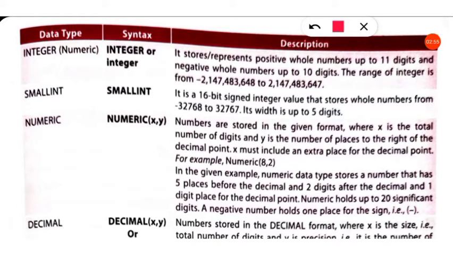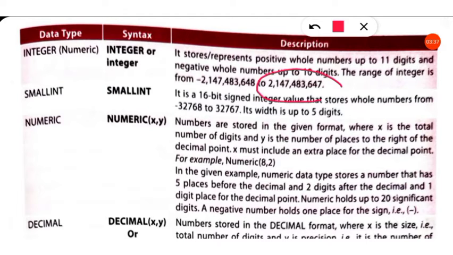Then what is integer? Integer data type stores positive whole numbers up to 11 digits, and negative whole numbers up to 10 digits, because 0 is also included in positive. That is why in negative it is up to 10 digits, that is till 11 characters.